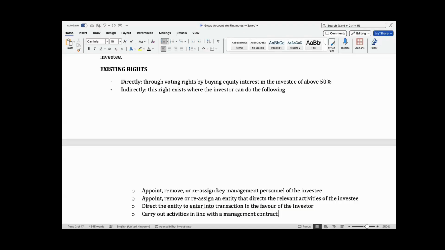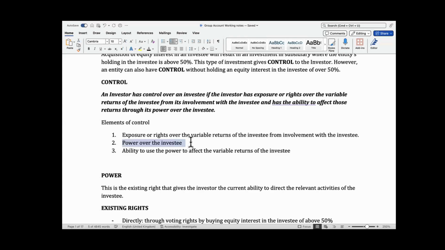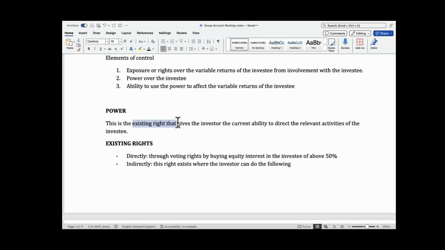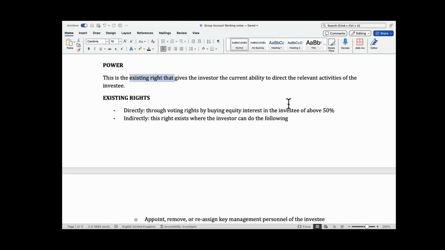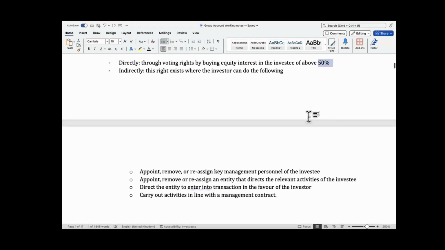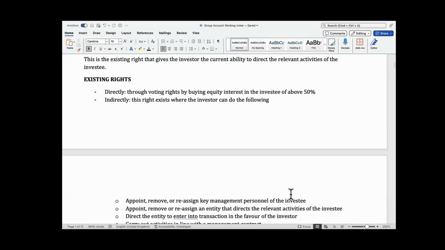So what we are saying here is this. I started from control, and the key element of control is power. What shows that you have control is power. It's beyond just holding of shares. And this power is that right that gives the ability to direct the relevant activities. That right, you can either get it directly by buying equity interest in the investee of above 50%, or you can get it indirectly. If you can do any of this, you can fire, you can appoint key management personnel or appoint the entity that directs the relevant activities of the investee, or you can direct them to enter into transactions in your favor. You have power.